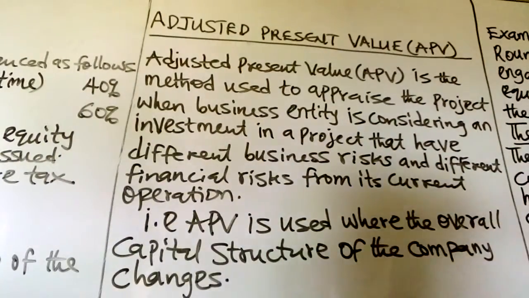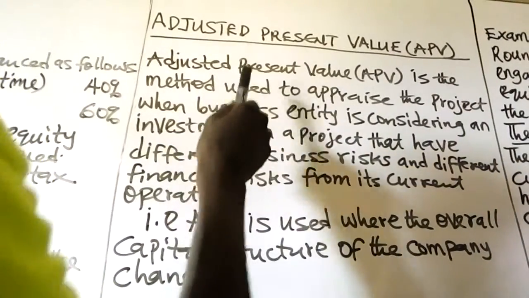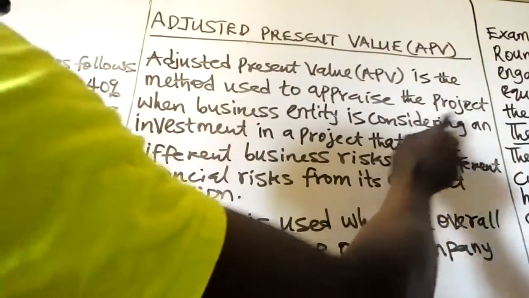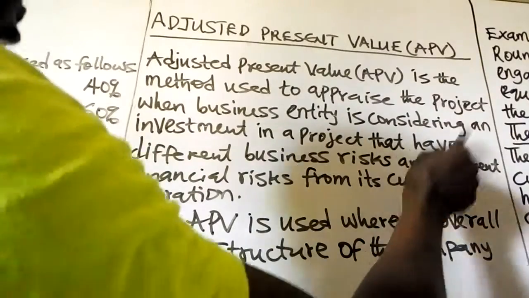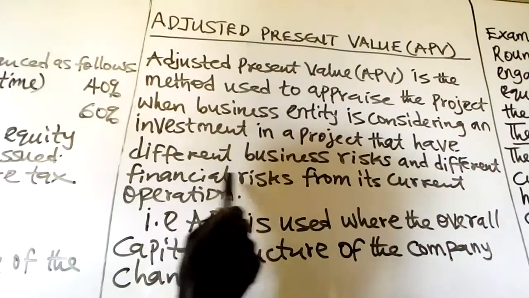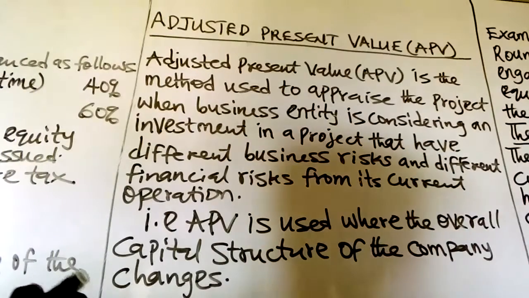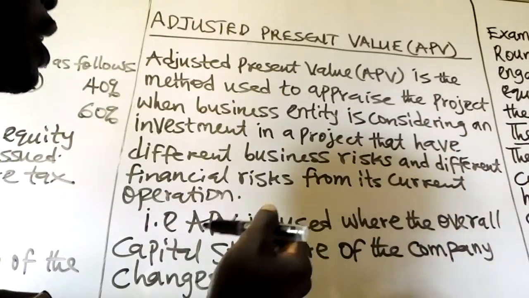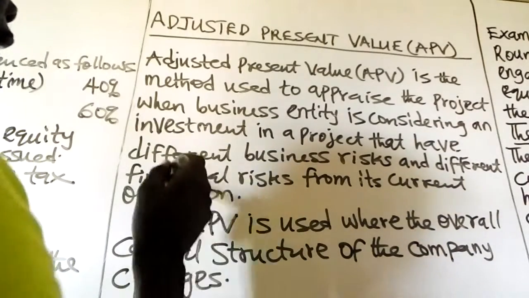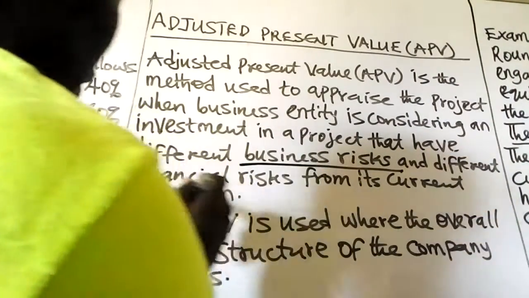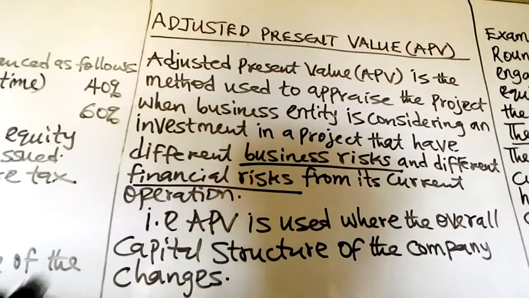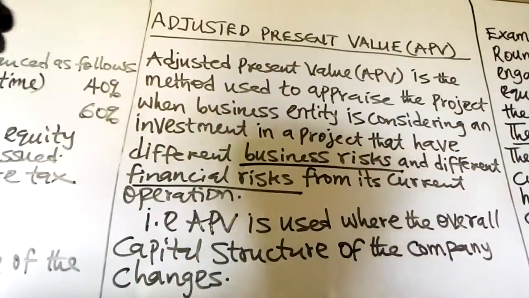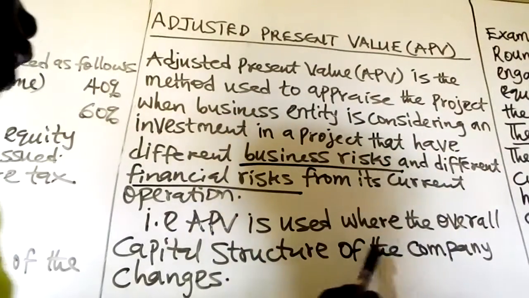Adjusted present value is the method used to appraise a project when a business entity is considering an investment in a project that has different business risk and different financial risk from its current operation. That is, adjusted present value, APV, is used where the overall capital structure of the company changes.